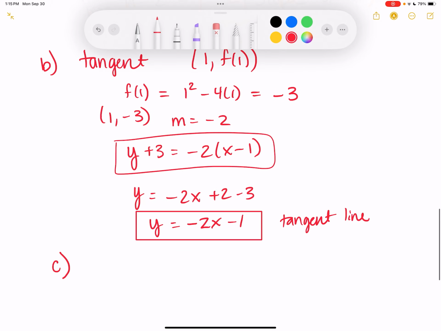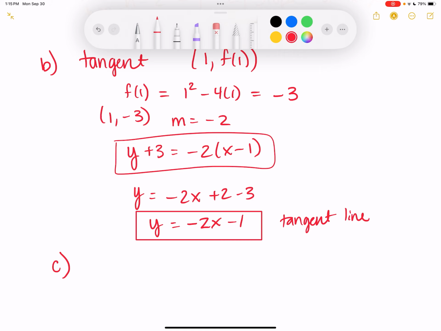Part C is the normal line. So to find the normal, a normal is always perpendicular to the tangent. Okay, so you'll kind of get a little head start on physics class.